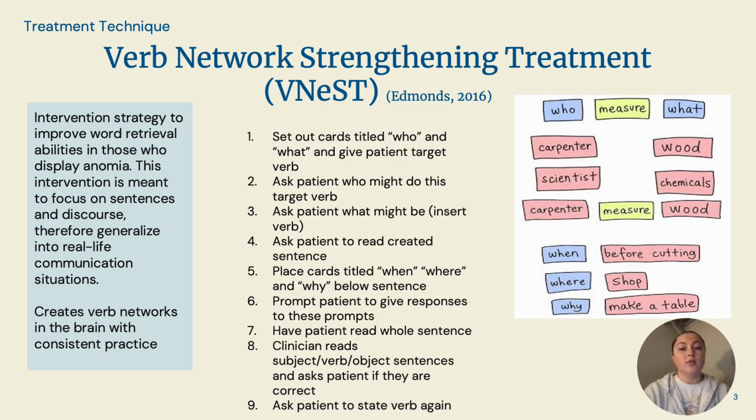Once you go through 3 rounds of this, you will want to expand on the sentence with cards that are labeled when, where, and why. Then you would prompt the patient to give responses to your prompts of where, when, and why, and then have your patient read the whole sentence. Then you would read different subject, verb, object sentences and ask the patient if this sentence sounds correct. Lastly, you want to ask the patient to state the verb again to really form this connection in the brain.